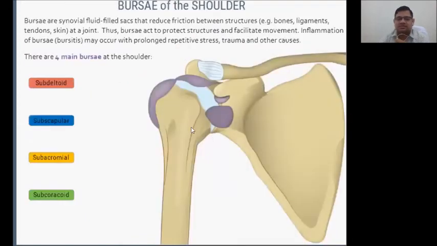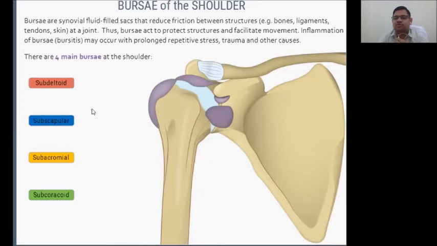Then comes the bursae. The bursae are the synovial fluid filled sacs that reduce the friction between the structures, especially the bones and ligaments. Thus, bursae protect the structures and facilitate movements. Inflammation of bursae may occur with prolonged repetitive stress, trauma, and other causes. So basically, there is going to be inflammation known as bursitis. Wherever you see the word itis, it means some type of inflammation is going to happen.